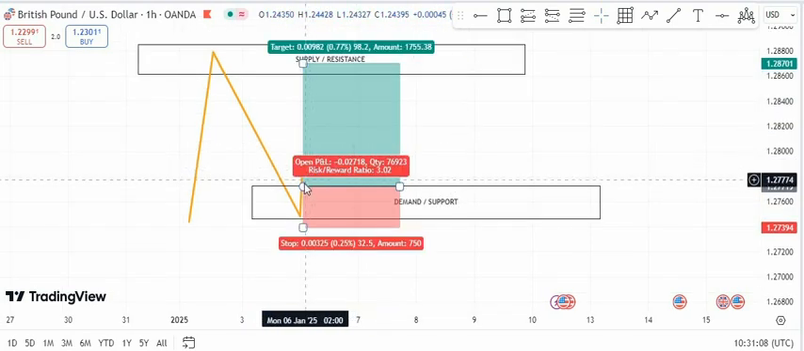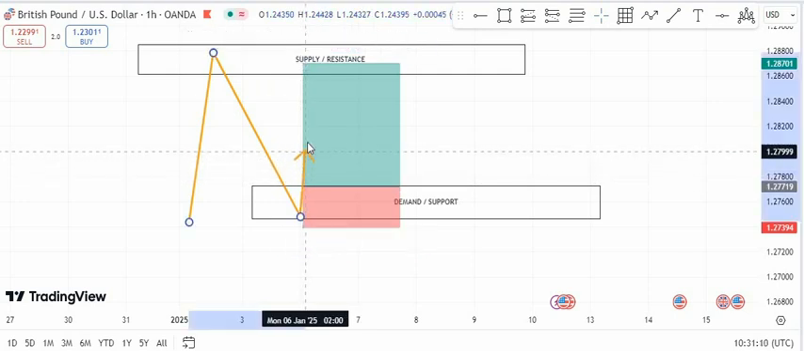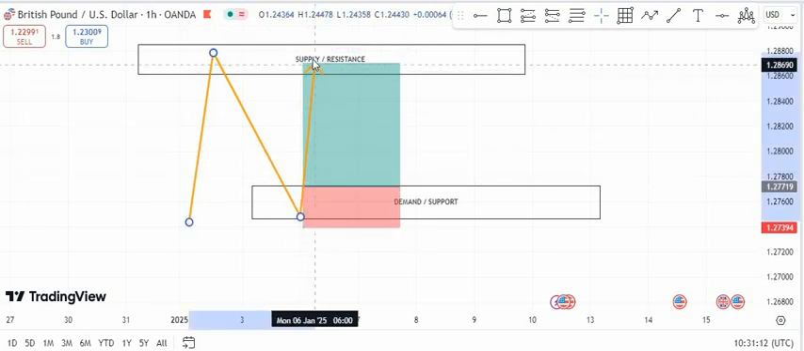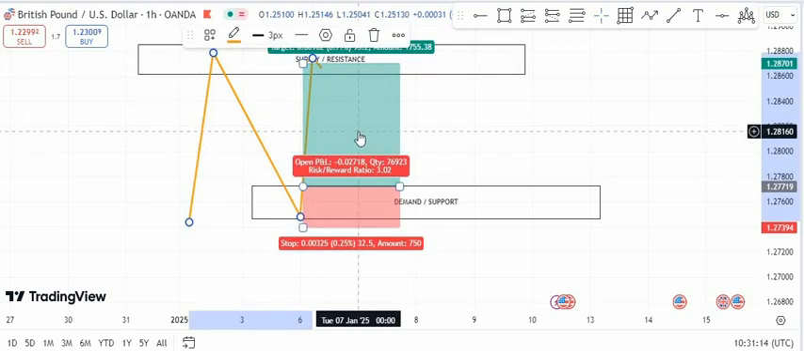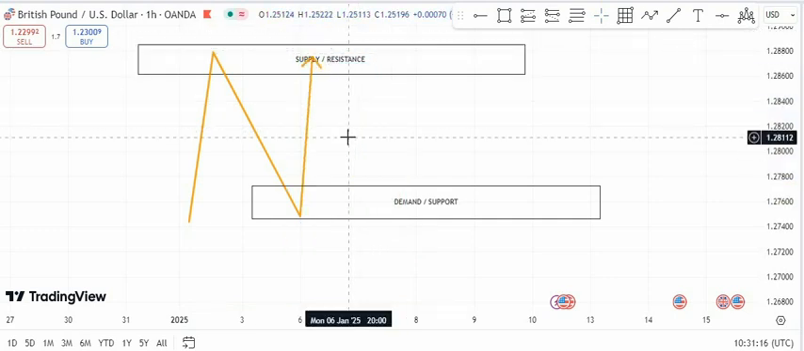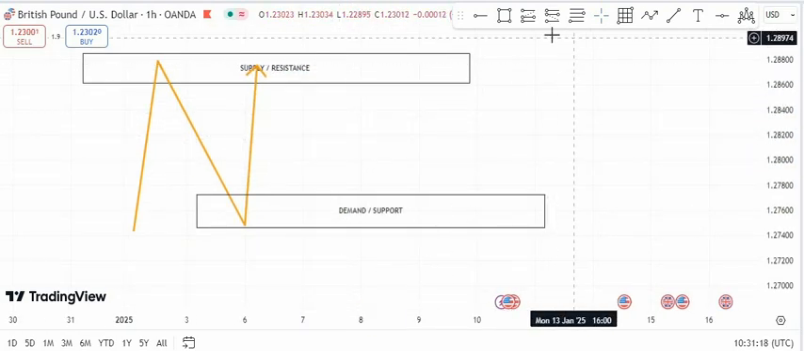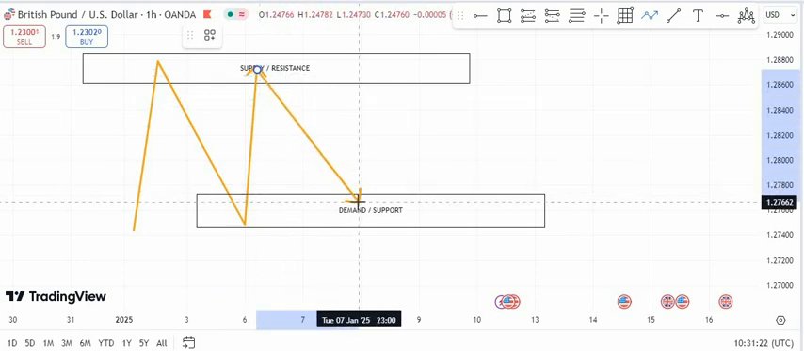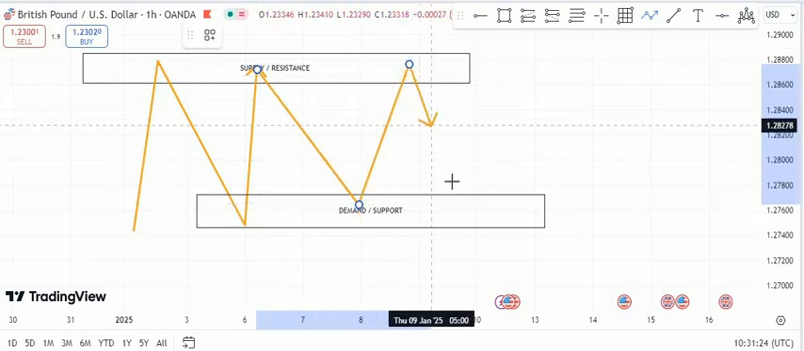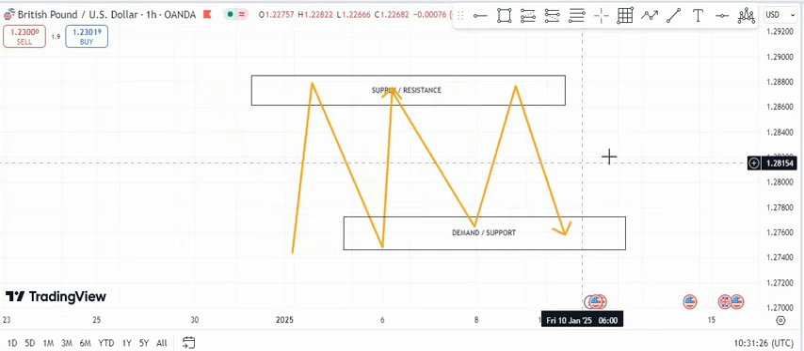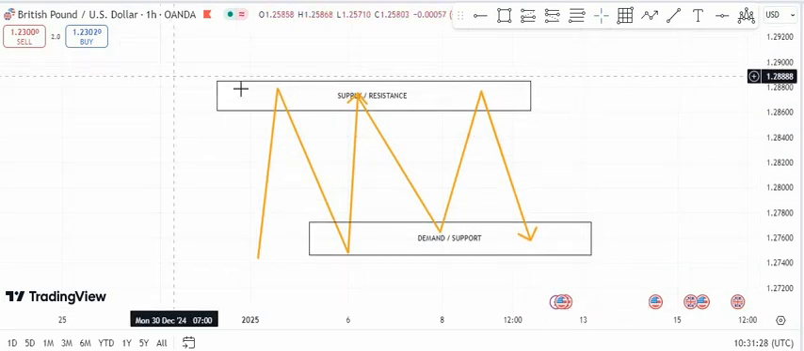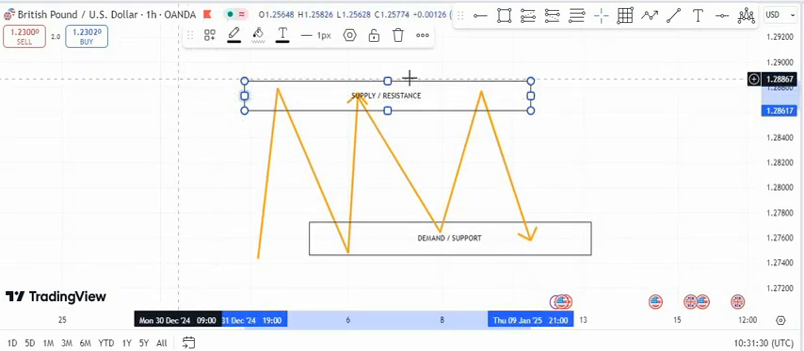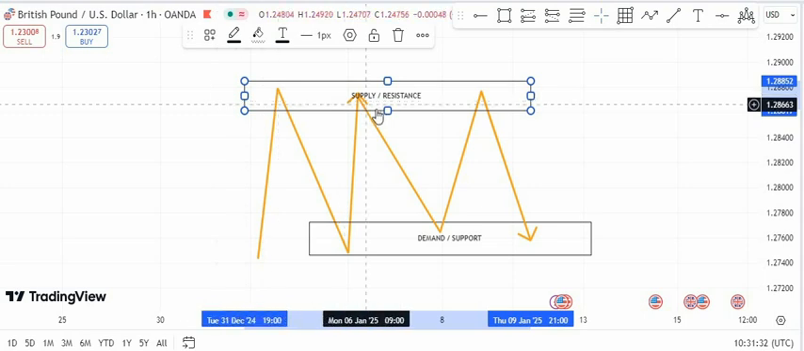So now we enter the trade and market moves into our supply level again, which made us money. Right. So sometimes market tends to respect the supply level multiple times. So market can also do something like this, something like this, something like this. I hope you guys understand. So now this is what we usually call a triple top, triple bottom, stuff like that.